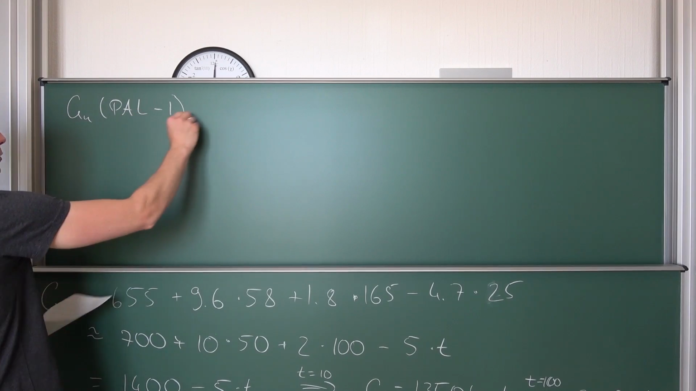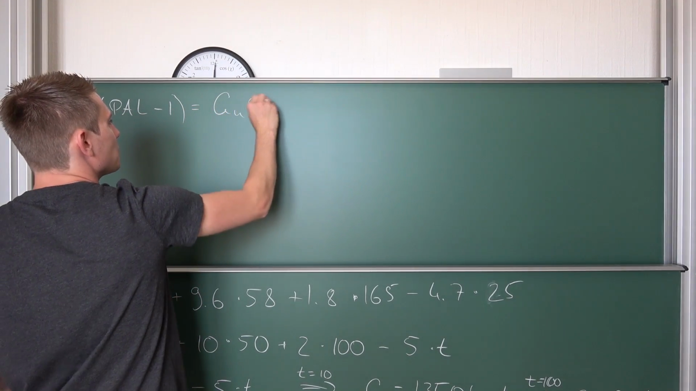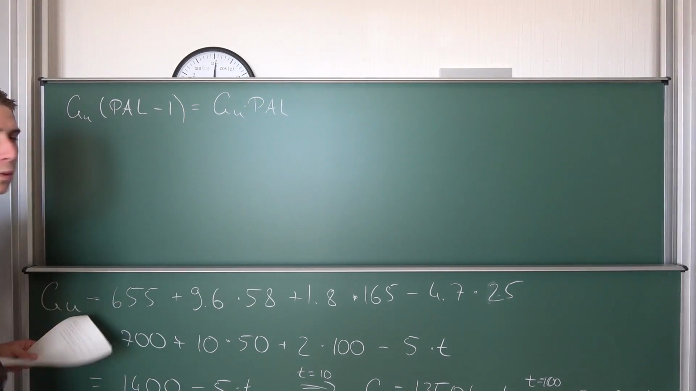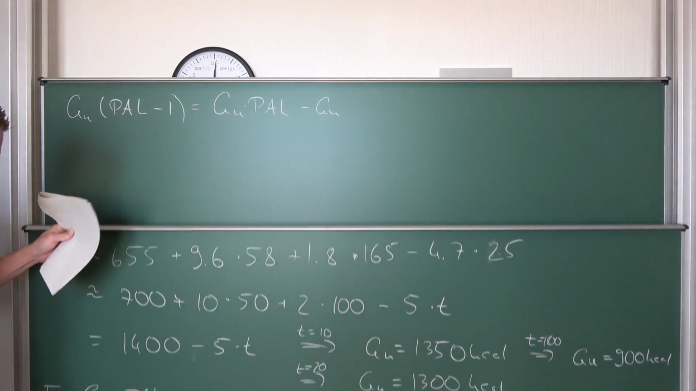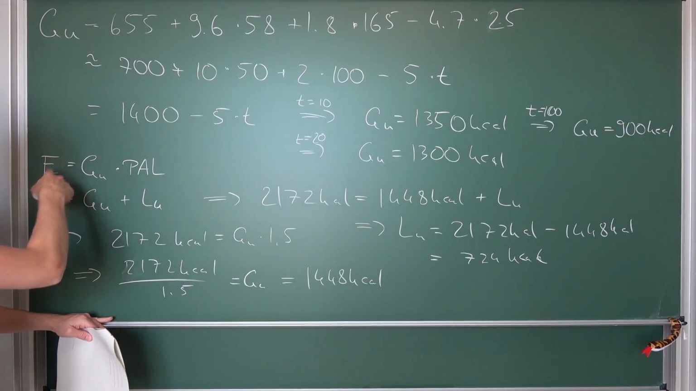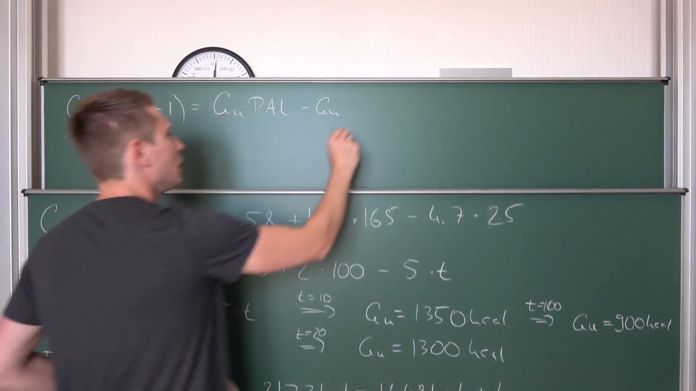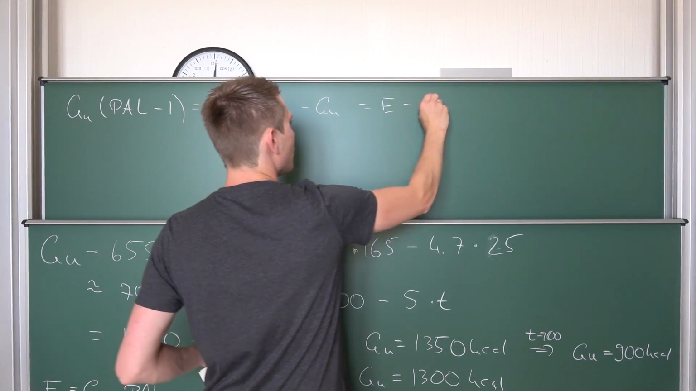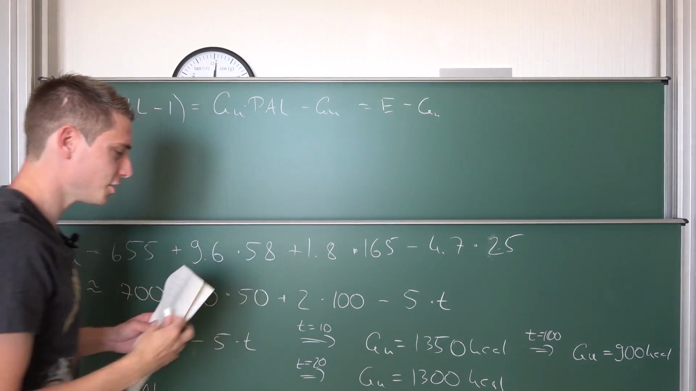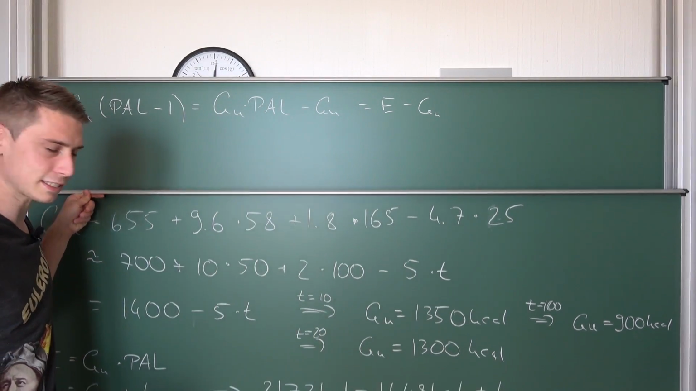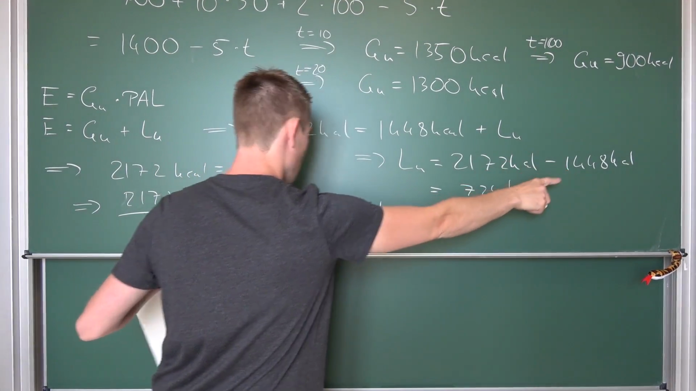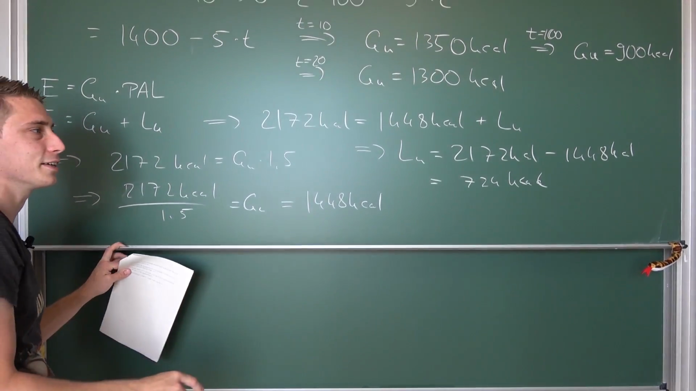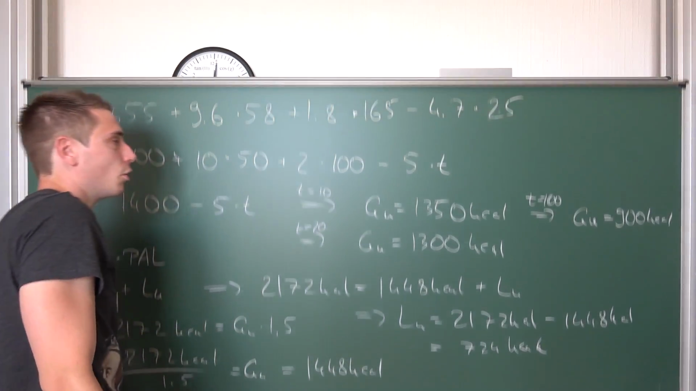Why not multiply everything out? We are going to get GU times PAL. We have seen this before, right? Minus GU. GU times PAL is actually the energy demand of an individual. So this is the energy demand minus the GU. Energy demand minus the GU, this kind of rings a bell. Didn't we do this here? So this was the energy demand and this was the GU that we have calculated. So this gives us the LU overall.